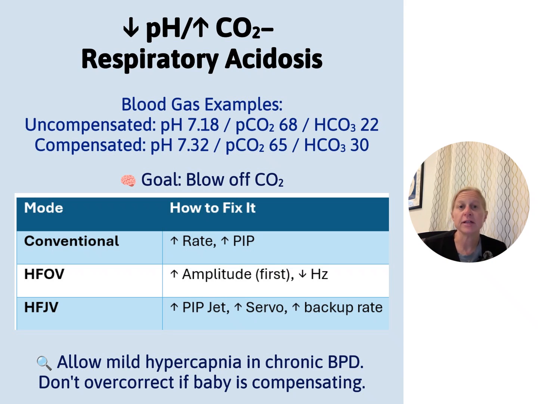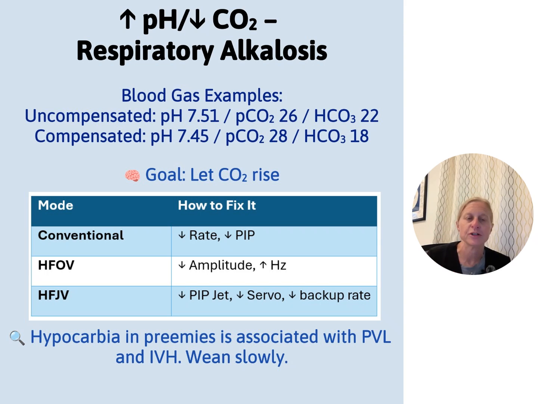On the jet, you can increase the PIP, your servo, or backup rate if you're on that. So your servo pressure could change, your PIP could change, or if you're using what we call PSI breaths, those extra breaths, you could change your rate on that. So be mindful of how we're correcting, but these are what you would anticipate for next steps if you are a nurse taking care of a baby with respiratory acidosis. I know you're not a baby. I've got that under control.